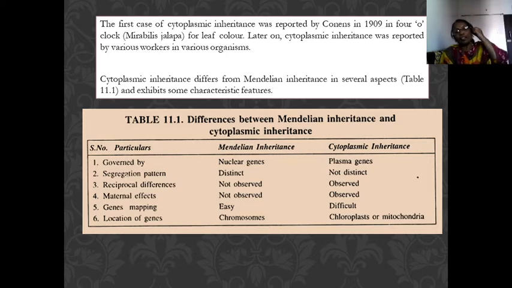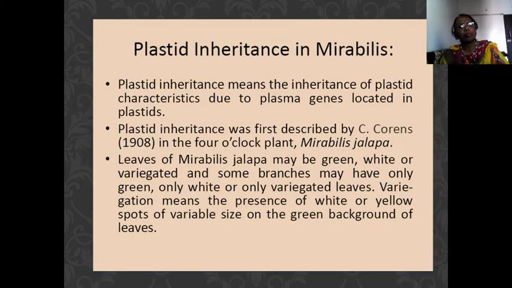Gene mapping in Mendelian inheritance is easy, while gene mapping in cytoplasmic inheritance is difficult. The location of genes in Mendelian inheritance is only on the chromosome, which is present inside the nucleus, while in cytoplasmic inheritance these genes are located on chloroplasts or mitochondria. This is all about the basic things behind cytoplasmic inheritance.